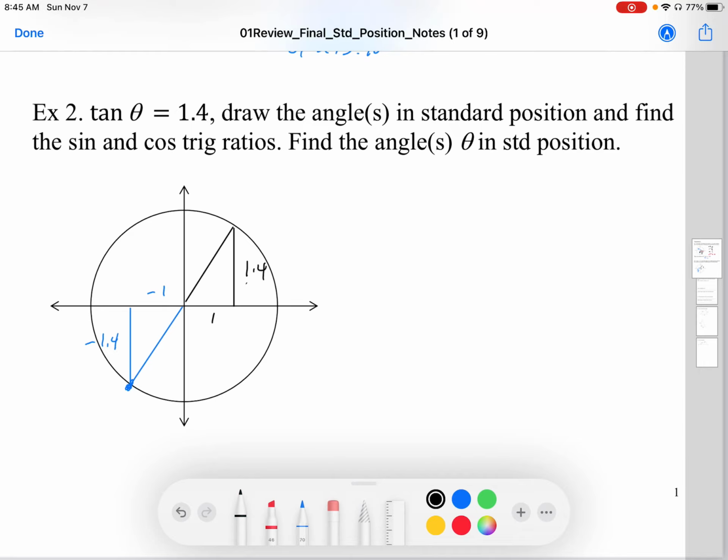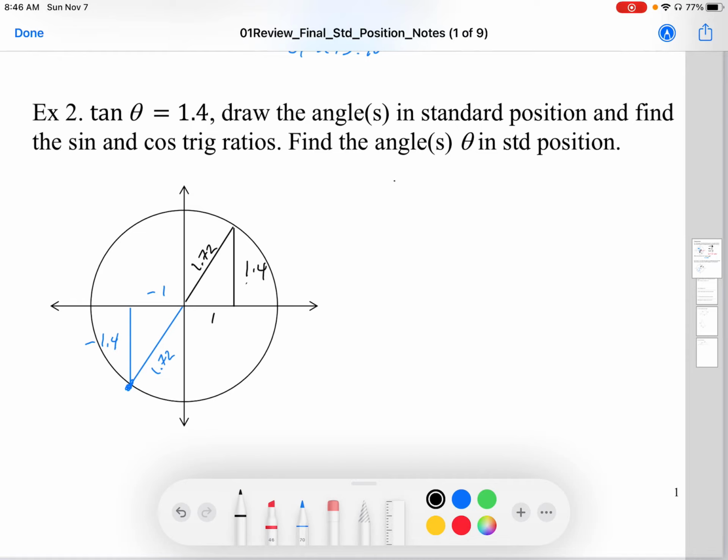So the radius we're going to find using 1 squared plus 1.4 squared, and then square root that value. Since we started with decimal values, we're just going to round that to 1.72. So I'm not going to keep it as an exact value. I'm going to just round that to 1.72. So then writing the sine, cos, and tan ratios, we have two possibilities.